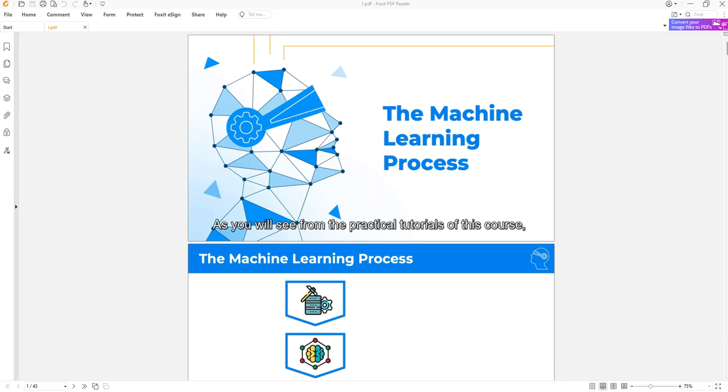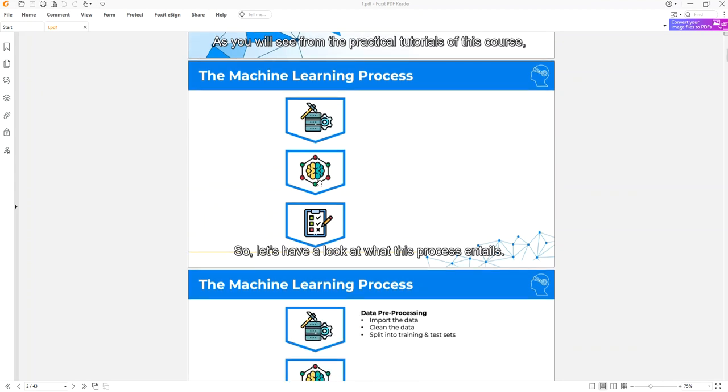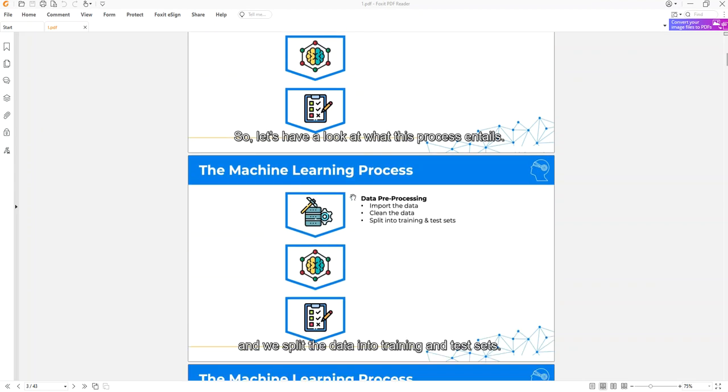What usually happens in the machine learning process? You will be practicing a lot of these machine learning processes as we move along, but in general, what is the outlook of it? So as you are seeing, this is the data pre-processing step, which contains three processes inside it: importing the data, cleaning the data, and splitting into training and test sets. This is called data pre-processing.